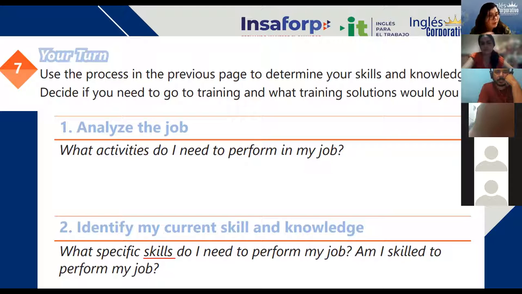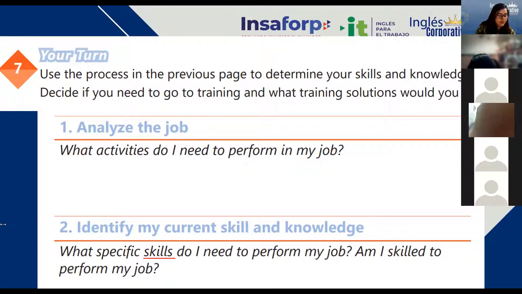Hopefully, at the end, we will have time to talk about it. We will start talking about that today and we will finish tomorrow. Okay, go ahead. Don't tell me that you know everything and that you don't need training. That will be part of making a good analysis of the job, because we always need something to know, right?